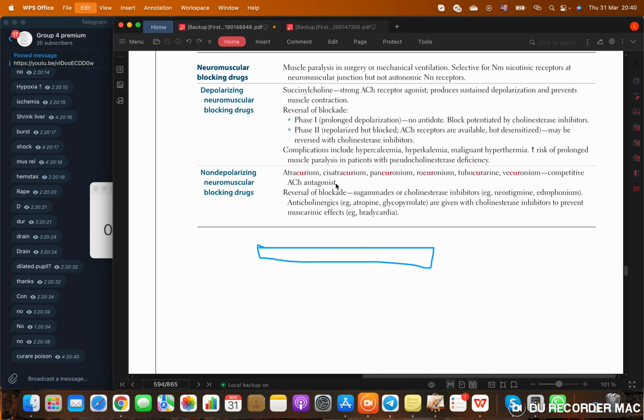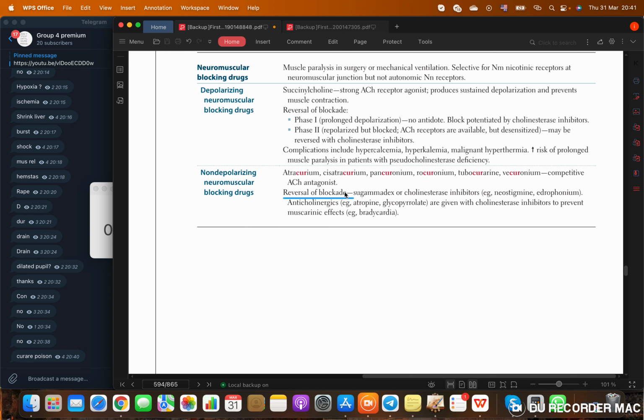So what is that? Well, these guys have basically extracted toxins from some trees, exactly the curare. So all of these curare drugs are competitive acetylcholine antagonists. Basically, they did not kill the patient; they just paralyzed it. So reversible, reversal of the blockade.